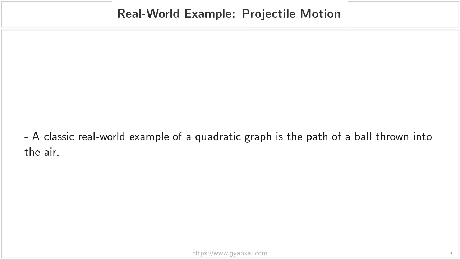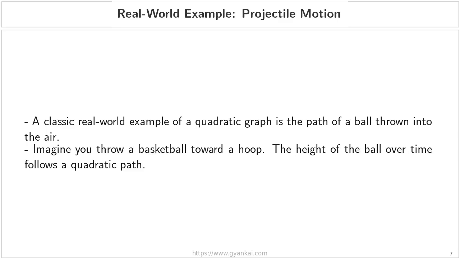Real-world example: projectile motion. Now that we have understood the theoretical shapes of parabolas, both the upward opening smile and the downward opening frown, let's see how this actually applies to the world around us. A classic real-world example of a quadratic graph is the path of a ball thrown into the air. Imagine you are standing on a court and you throw a basketball toward a hoop. If you were to trace the height of that ball over time, you wouldn't see a straight line. Instead, the height follows a quadratic path.